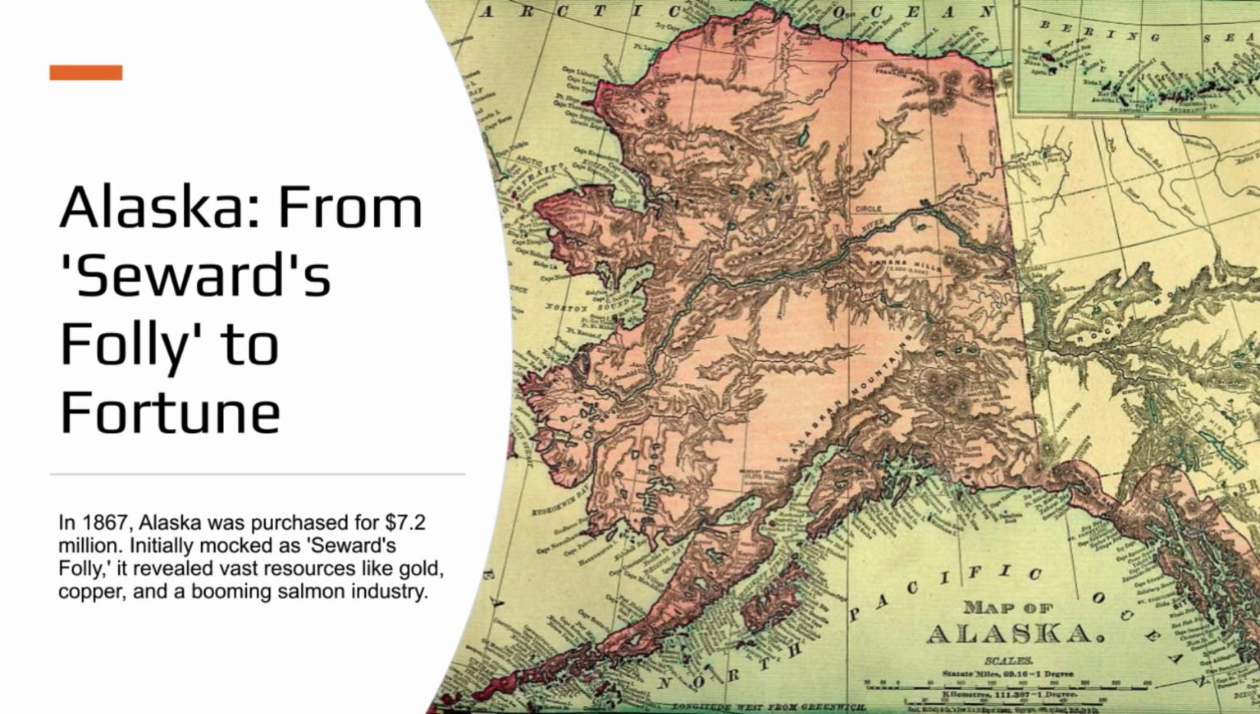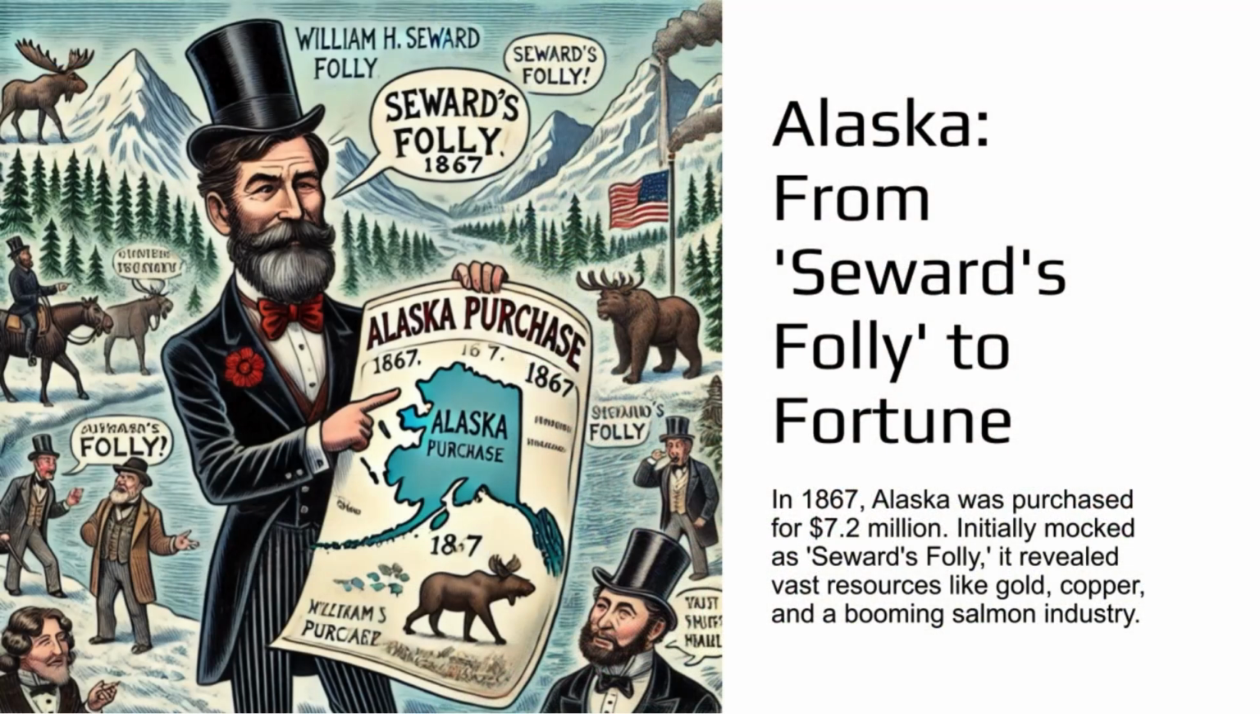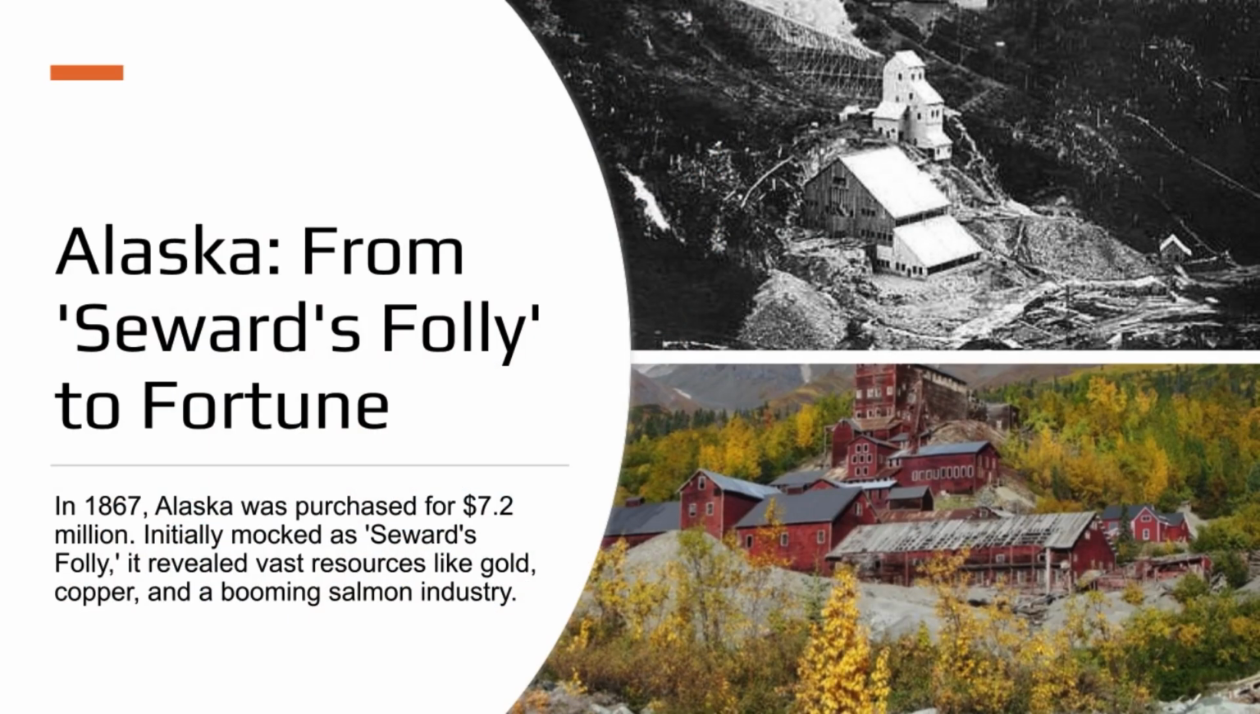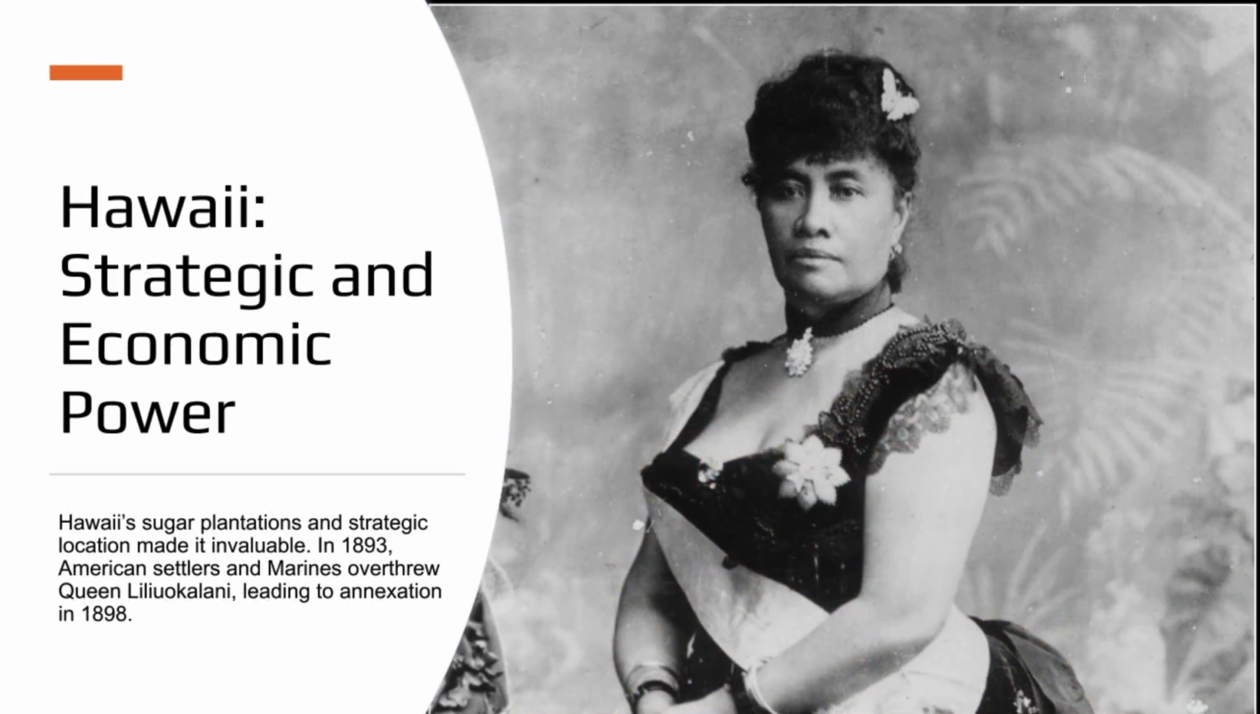In 1867, Secretary of State William Seward purchased Alaska from Russia for $7.2 million. At the time, critics mocked it as Seward's Folly, calling the land a frozen wasteland. But Alaska turned out to be a treasure trove. Gold was discovered in the 1880s, drawing settlers during the Klondike Gold Rush. By 1898, the discovery of copper made Alaska even more valuable. Seward's icebox wasn't so foolish after all.